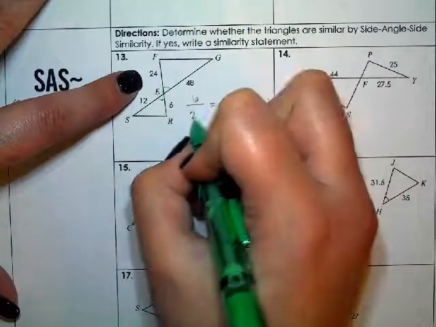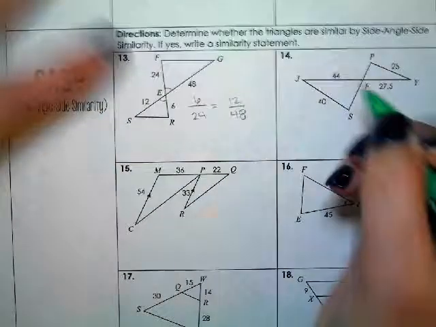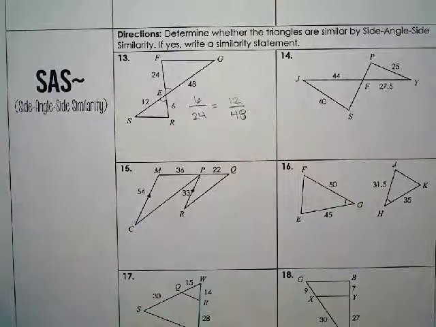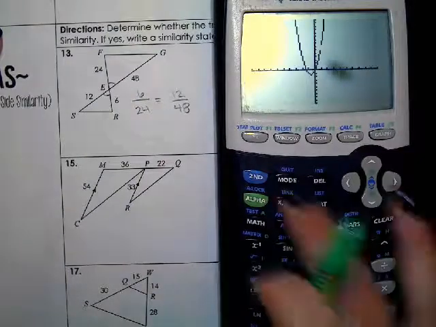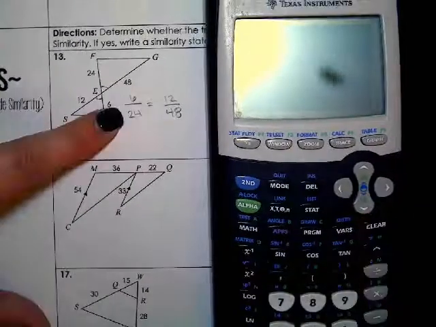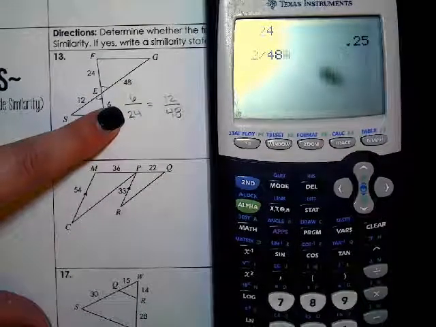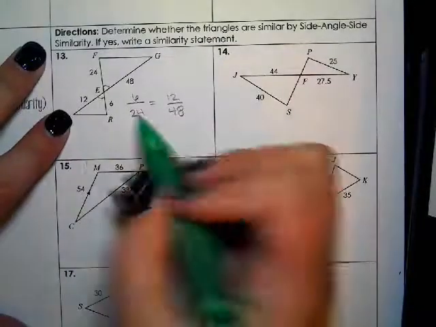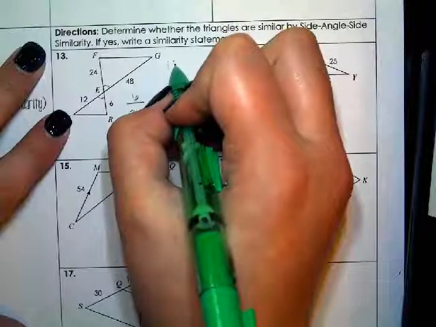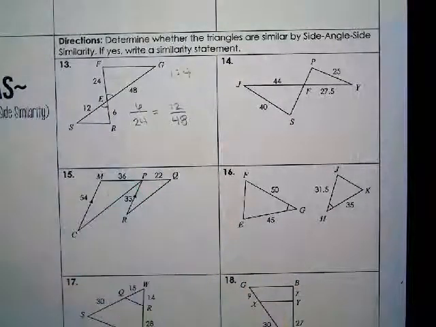I know that 6 should correspond to the 24. I know that 12 should correspond to the 48. These ones are a little bit easier. You might not even need to use your calculator with reducing these, but you still can. So I'm going to go ahead and do that. So 6 over 24, and then 12 over 48. Both of those reduce to 0.25, which is 1/4. So if we were doing little to big, this would be a 1:4 scale factor. And so we're going to say that this does work for side angle side similarity.